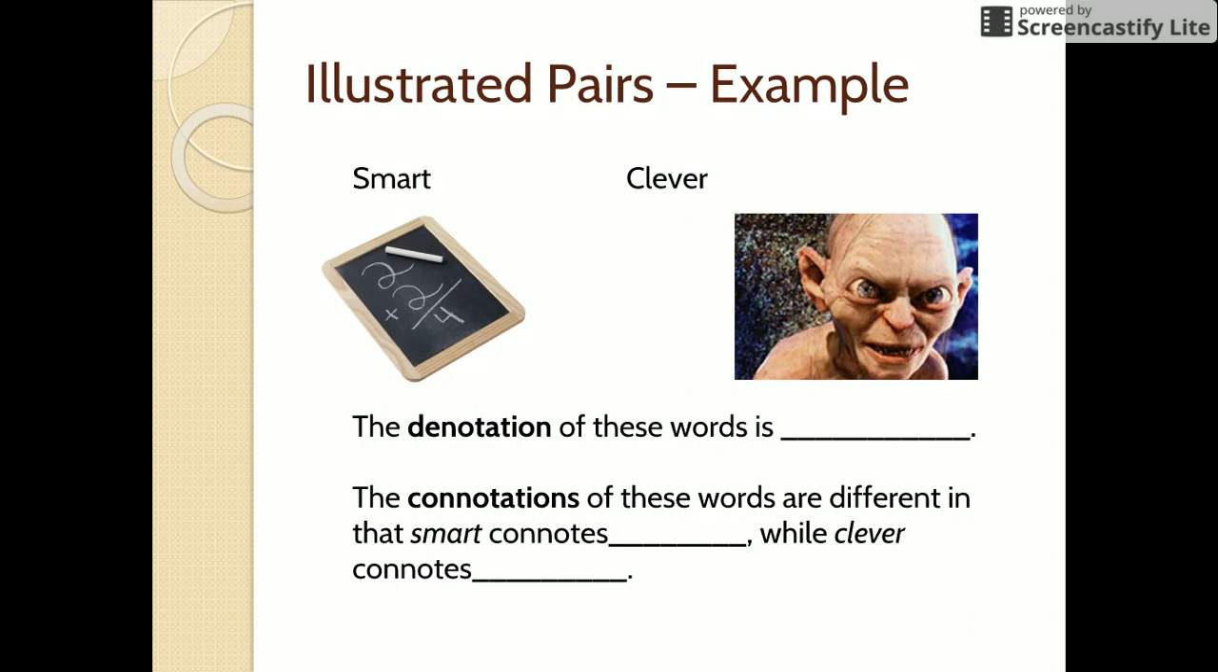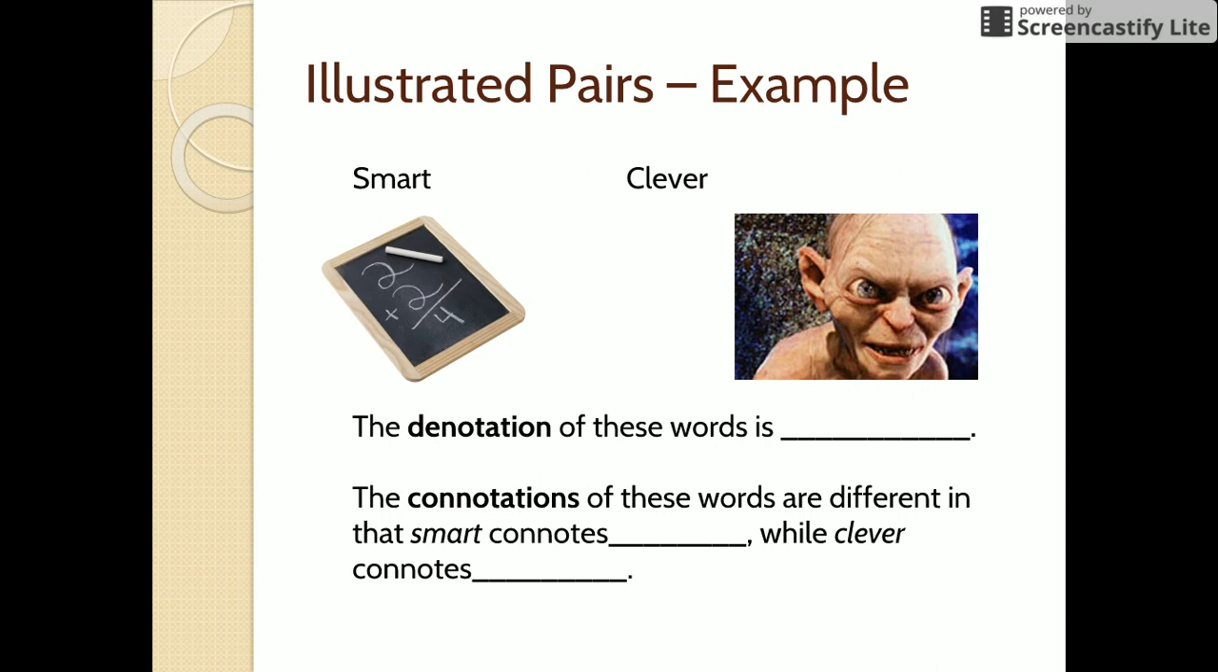So for example, say I had these two words, smart and clever. If I'm talking about these terms and their denotation, the literal dictionary definition meaning that they have in common is someone who is intelligent. But the connotations of these words are very different.